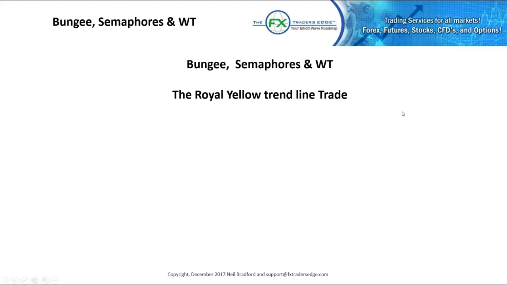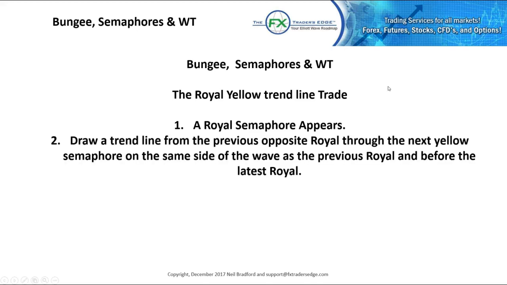Royal yellow trendline trade. Here's the setup. A royal semaphore appears. We look back to the previous royal semaphore, which will be on the opposite side of the wave and tunnel. And we draw a trend line through that royal, through the next yellow semaphore on the same side of the wave as the previous royal, but it must appear before the latest royal. Don't get confused with that. I'll show you on a chart in a minute.